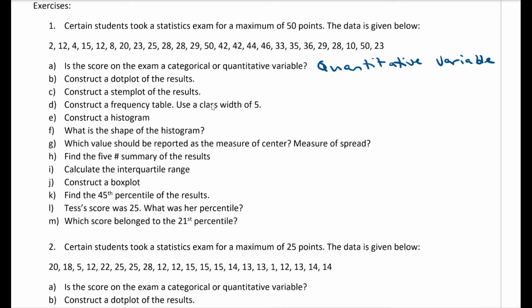Okay, so let's start with the dot plot. Looking at our numbers, we're going to use them to construct this dot plot. We're going to do a single number line, and since our numbers vary from 2 through 50, let's go by twos here, starting at 2.